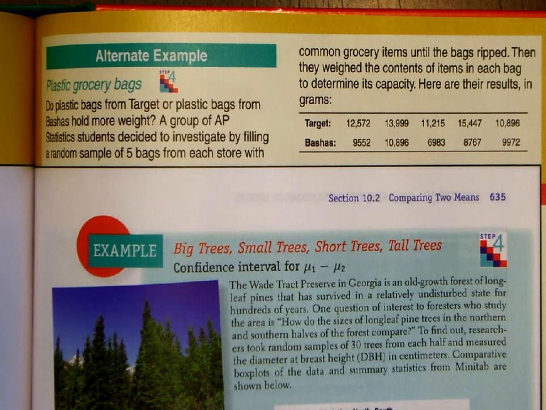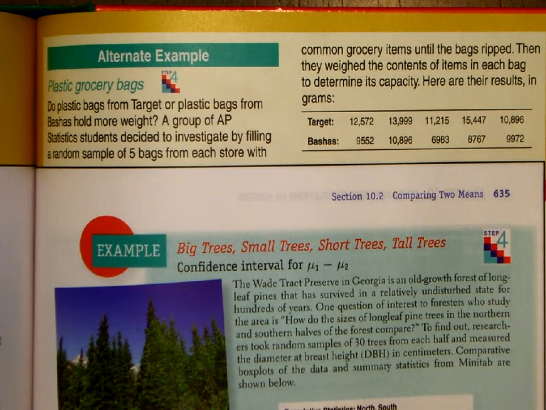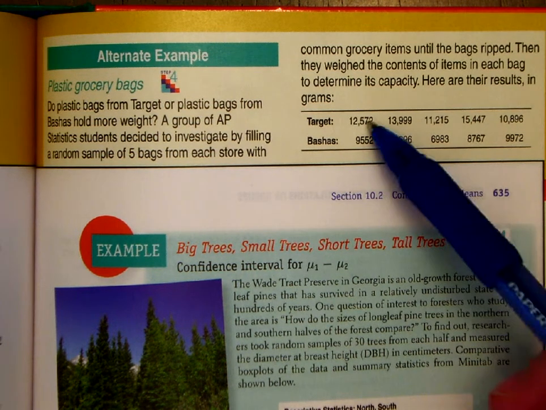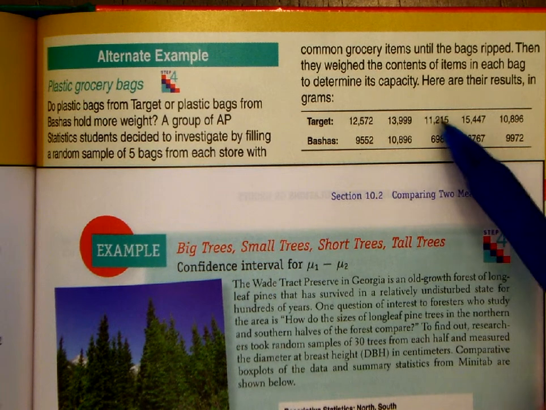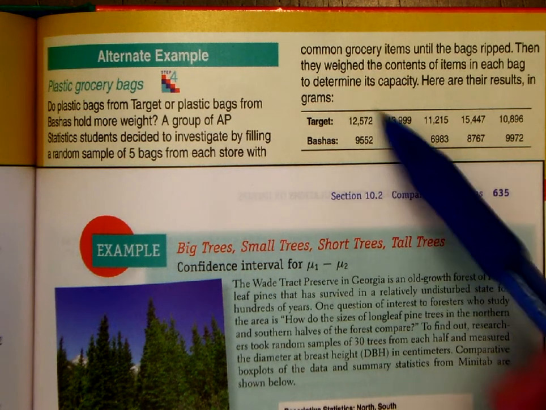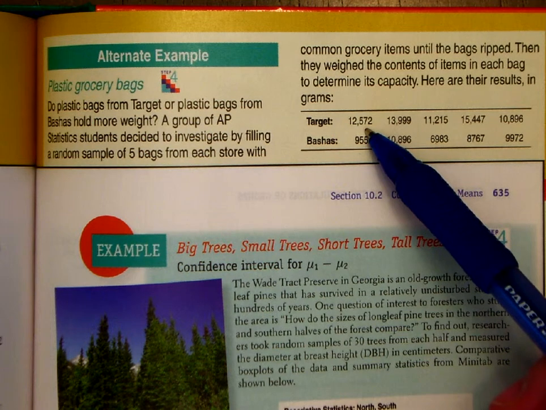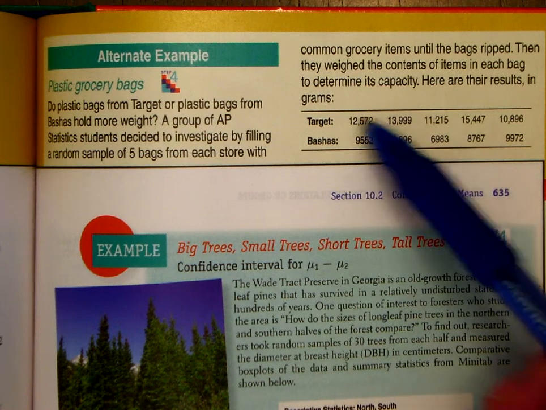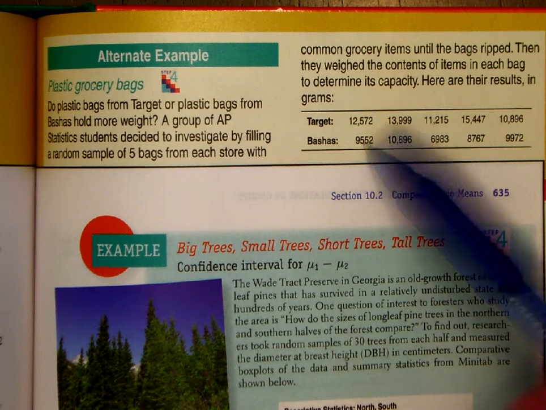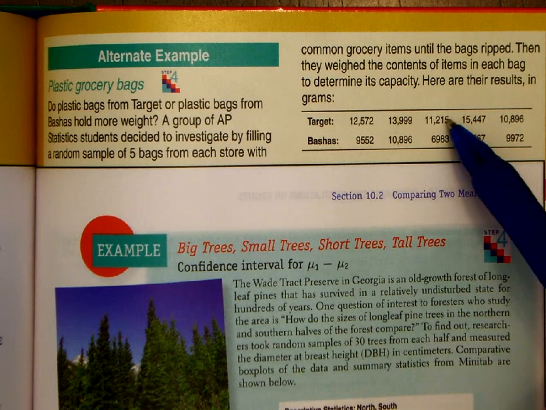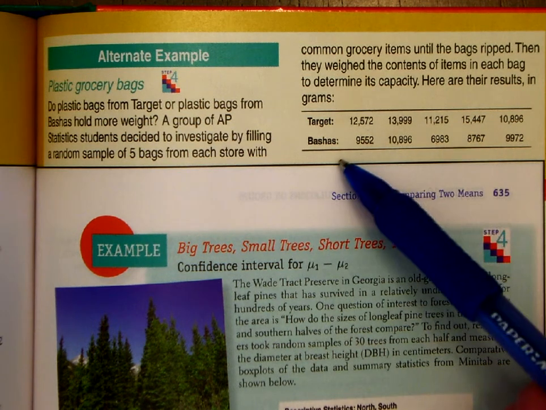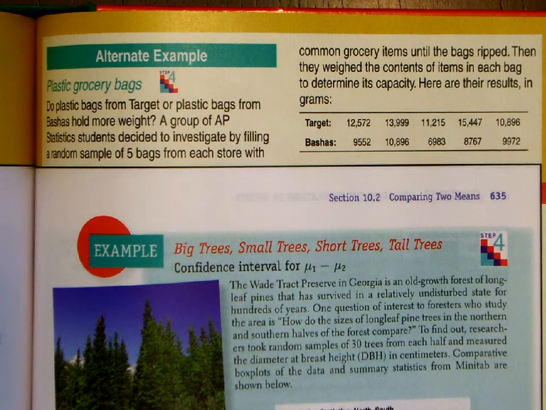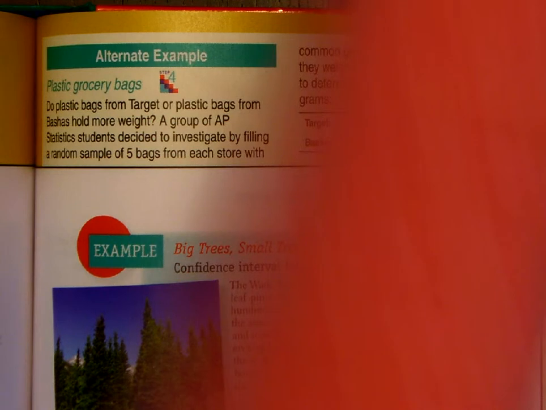So something just to be on the lookout for is that it does kind of look like a matched pairs problem. The only issue is that these two things do not match up. There's no specific order. They put 12,572 grams in one and 9,552 in another. This has nothing to do with each other. In fact, I could just completely mix these up and put the 11,000 across from the 9,000. It won't matter. So we have to keep these samples completely separate. So this is a two-sample mean problem.